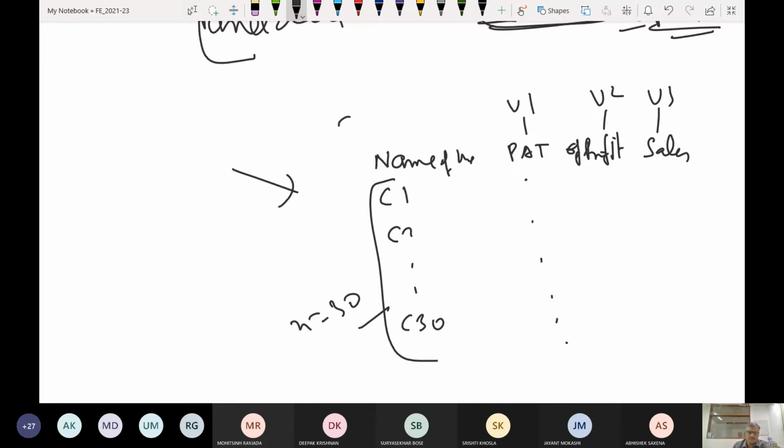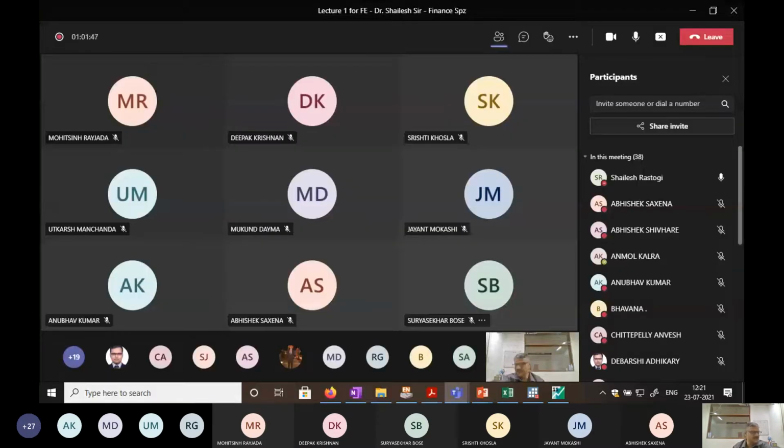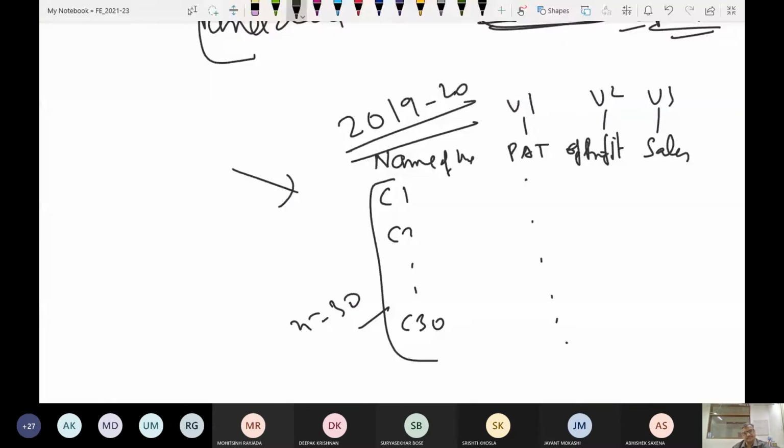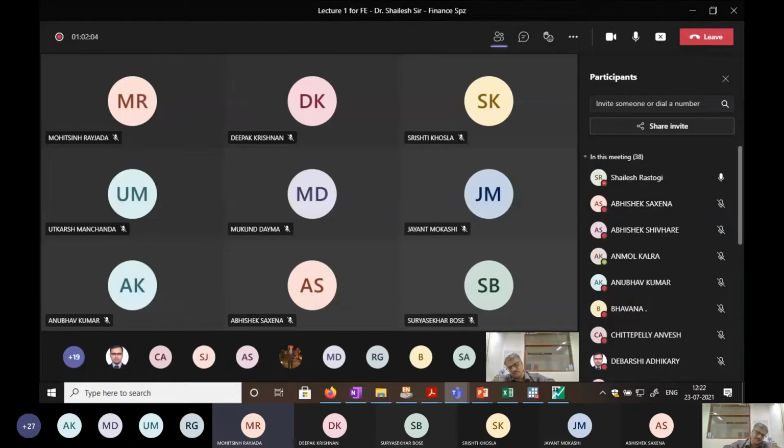So this is one of the examples. All data is collected for 2019, 2020. So this is cross-sectional data. Are you together? Yes? Yes, sir. But data is at a particular point of time. We call it cross-sectional data.